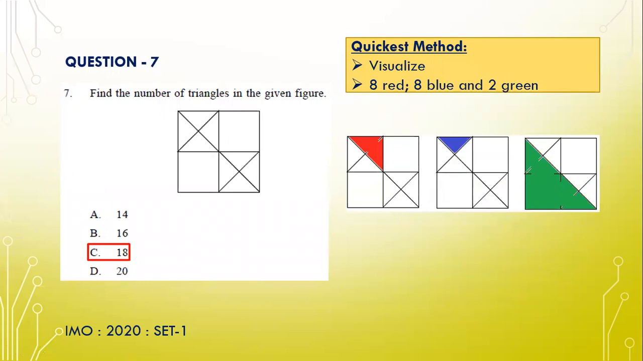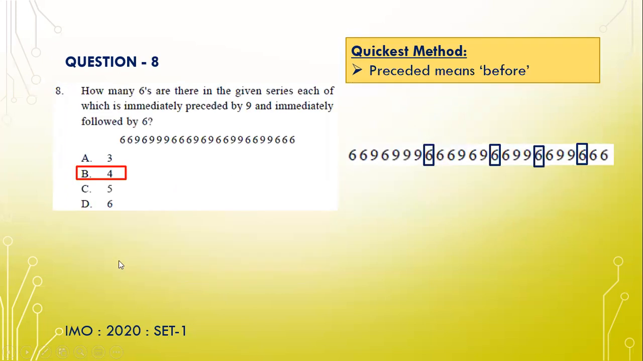Find the number of triangles in the given figure. So how many triangles? Very interesting question. So red triangles, how many red triangles like this? 1, 2, 3, 4, 5, 6, 7, 8. 8 red triangles, isn't it? How many blue? 1, 2, 3, 4, 5, 6, 7, 8. 8 blue triangles and two green, one bigger and this second bigger. So 2 green. So 8 plus 8, 16 plus 2 is 18 triangles.